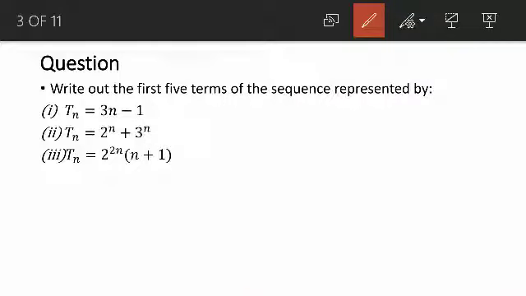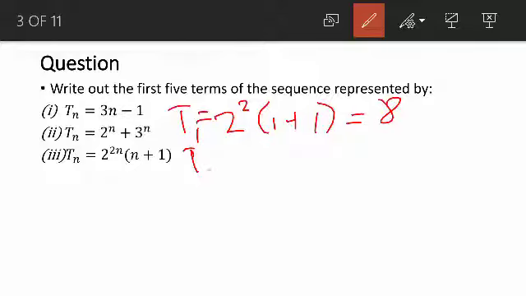Okay, so that leads us to the third question. We have 2 raised to power 2n times n plus 1. Okay, so when n is 1, the first term here, that's T1, will be equal to 2 raised to power 2 times 1, times 1 plus 1. That's 4 times 2, which is 8. Your T2 is going to be 2 raised to power 4, then 2 plus 1.